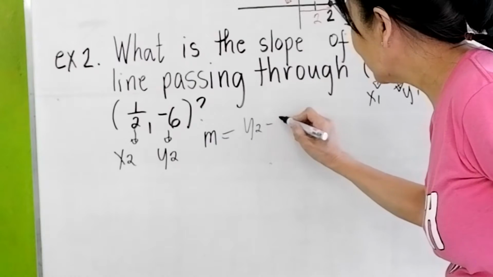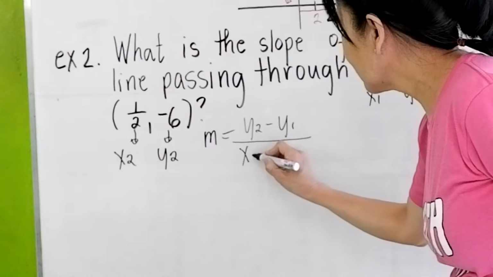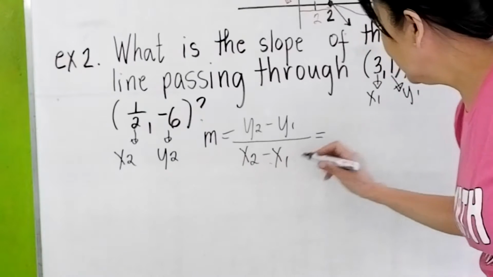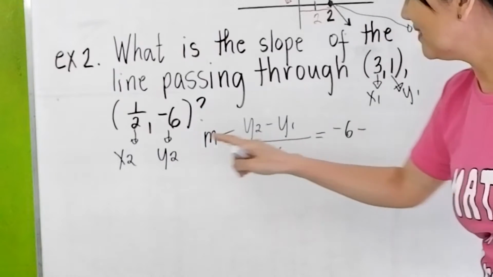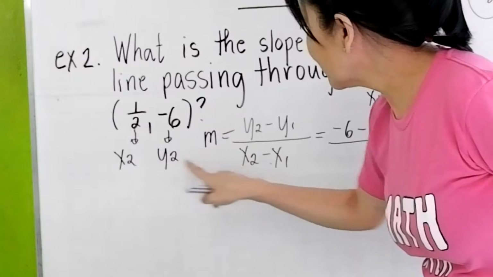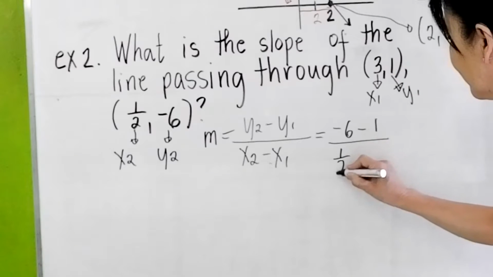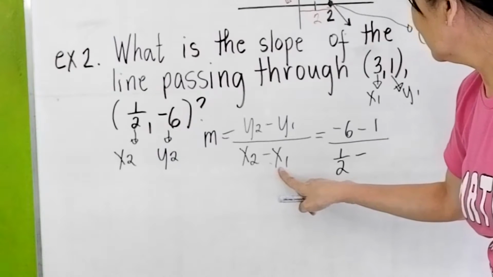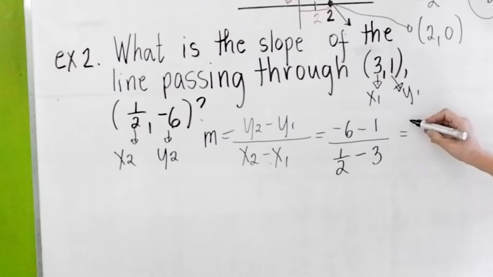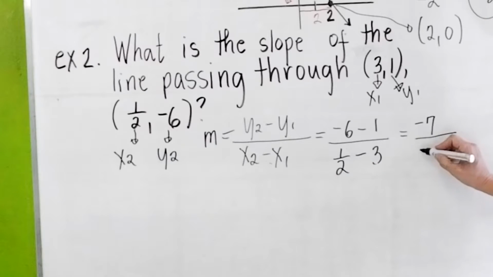So y sub 2 minus y sub 1 all over x sub 2 minus x sub 1. Plug in the values. So y sub 2, negative 6, minus y sub 1, which is 1, all over x sub 2, 1/2, minus x sub 1, which is 3. Negative 6 minus 1 means negative 6 plus negative 1. So that's negative 7. Over 1/2 minus 3 is negative 2.5.